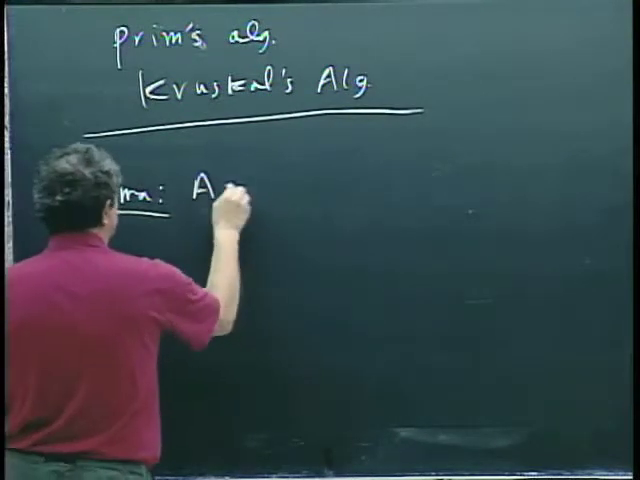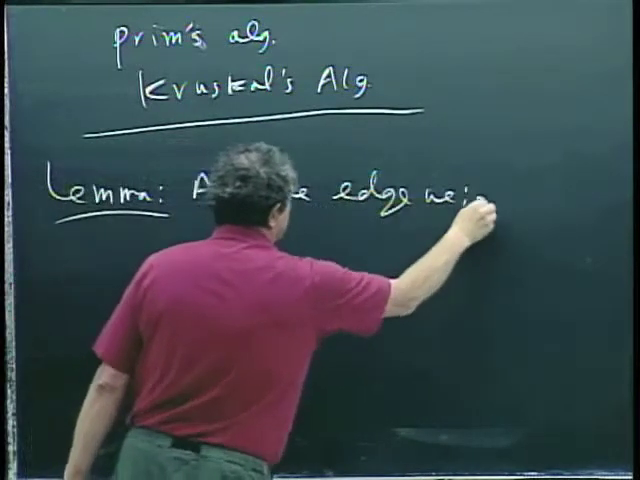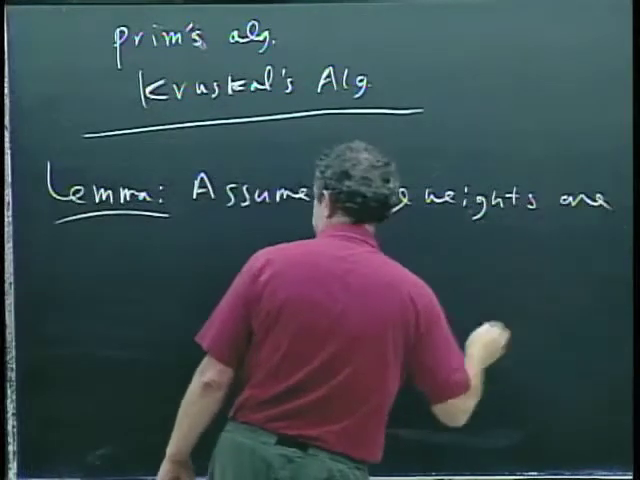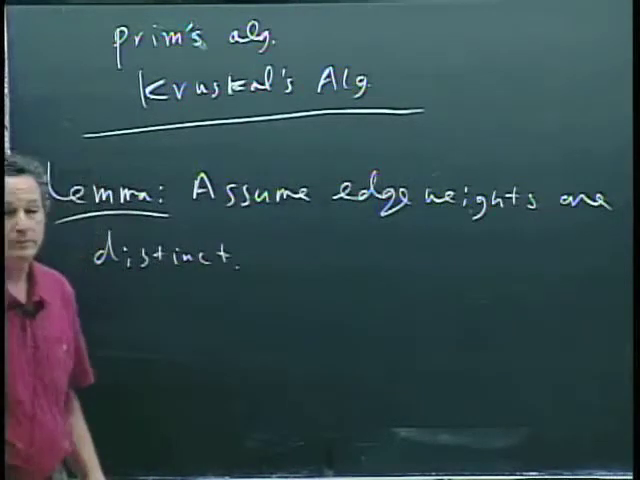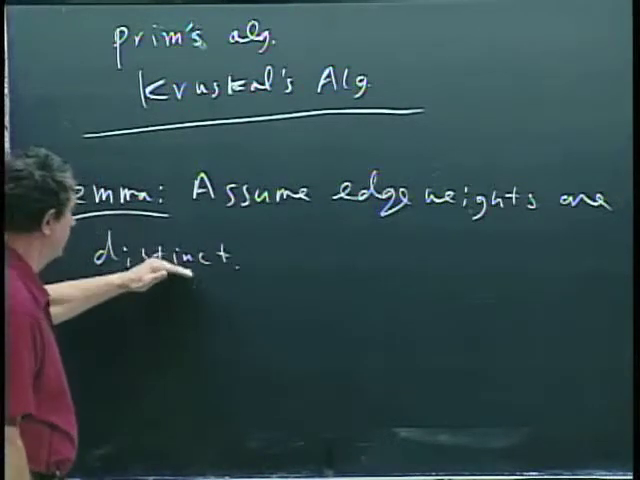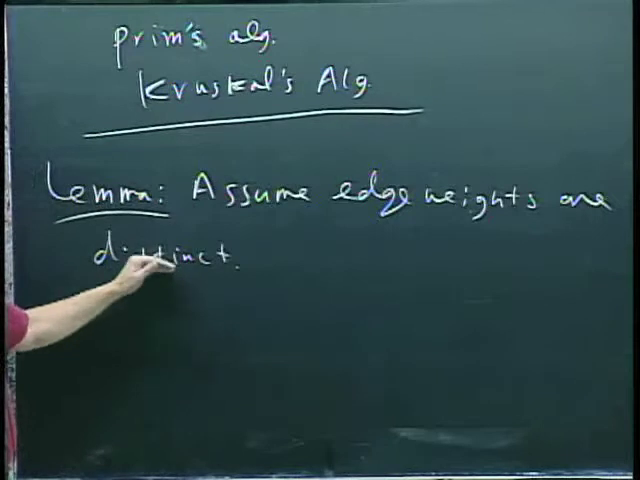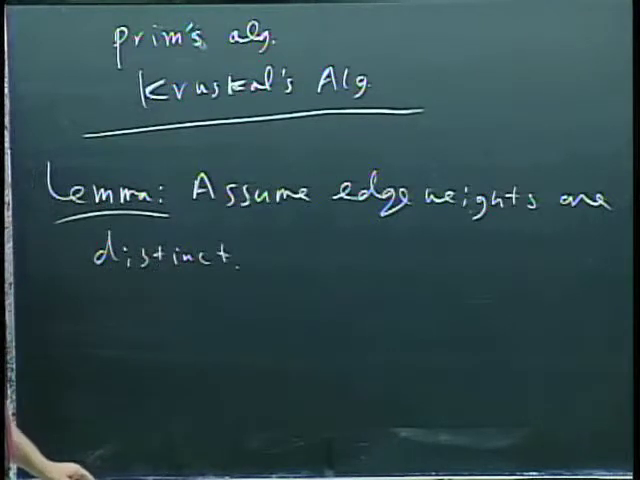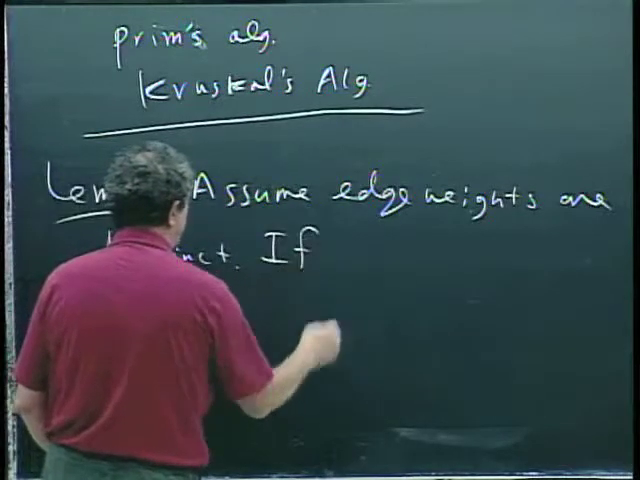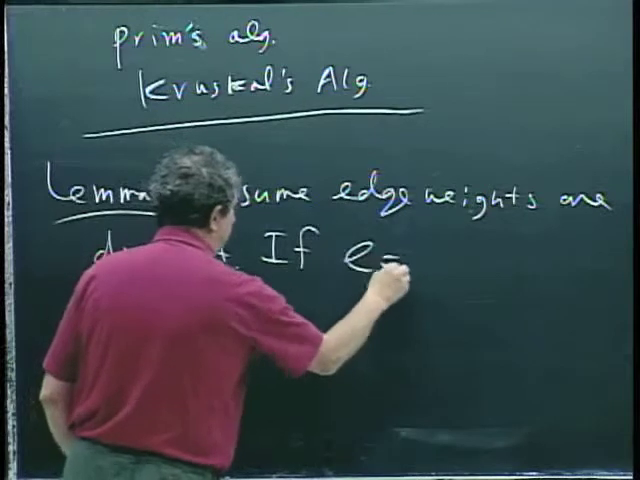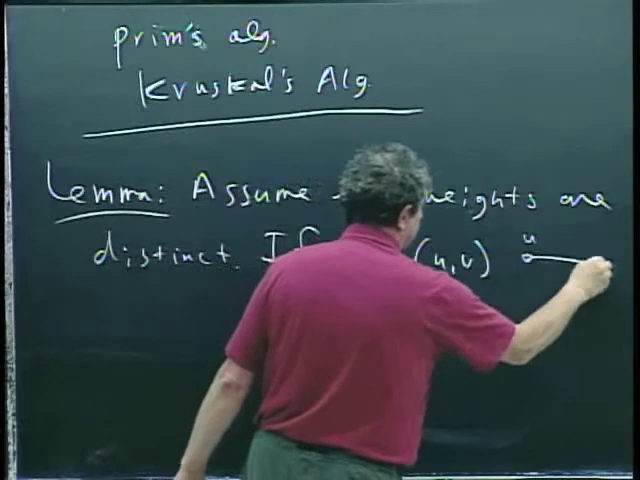And here we're going to assume that the edge weights are distinct. So no ties. Okay? And later we can look at removing this assumption and seeing how you can address the case when there are ties in the edge weights. Assuming the edge weights are distinct, well, okay, if E, this is an edge, it goes from U to V, looks like this, U to V.